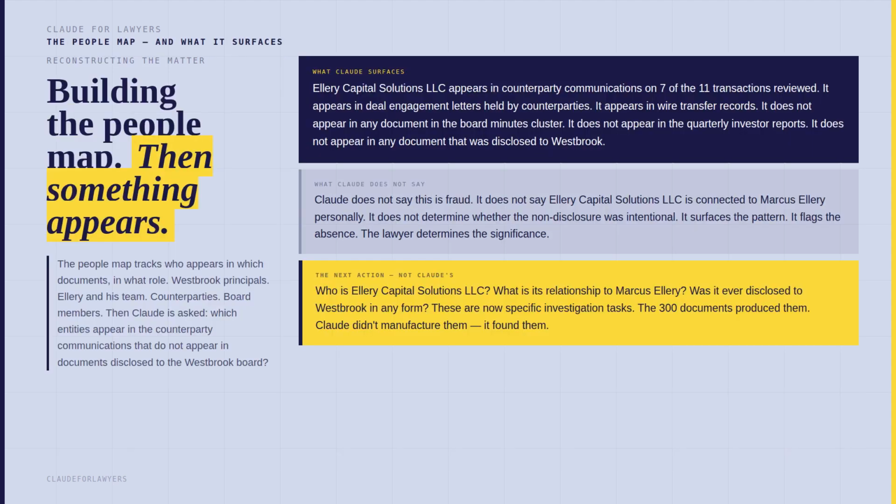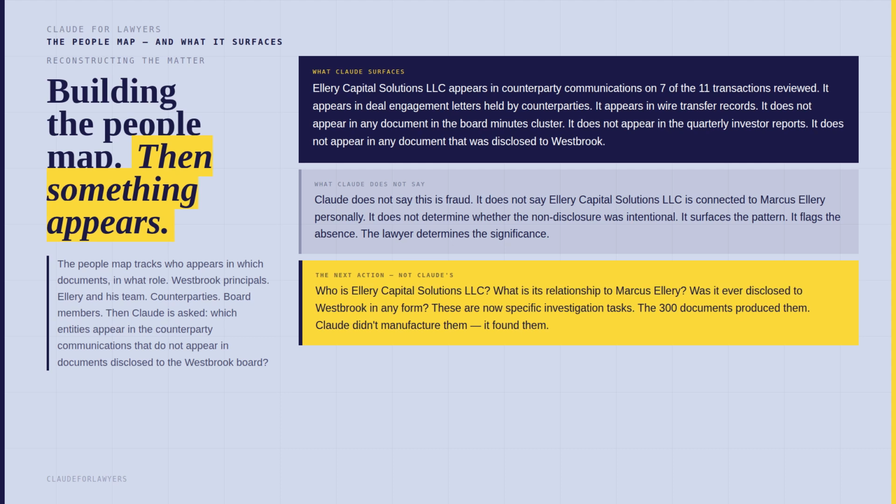The next step is building the matter's working picture. A people map, who appears in which documents and in what role. An event map, the sequence of deals and decisions across the 4-year period. And a chronology with date discipline, every date classified as stated, derived, approximate, or unknown. Claude does not manufacture precision where the material doesn't support it.